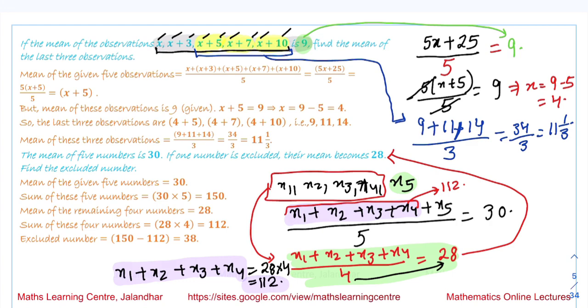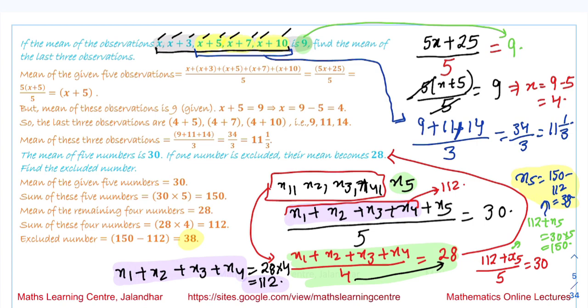So the answer that we get is (112 plus x5) over 5 is equal to 30. So this will become 112 plus x5 is equal to 30 into 5, which is 150. So the value of x5, if we calculate, is 150 minus 112. So the answer is 38. This is the value of x5, the excluded number over here.